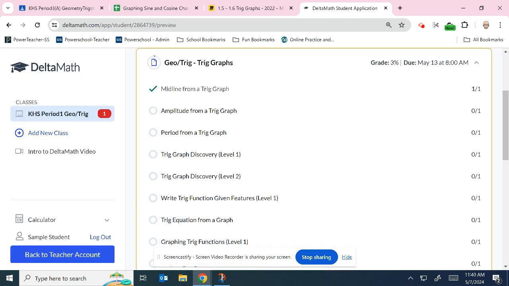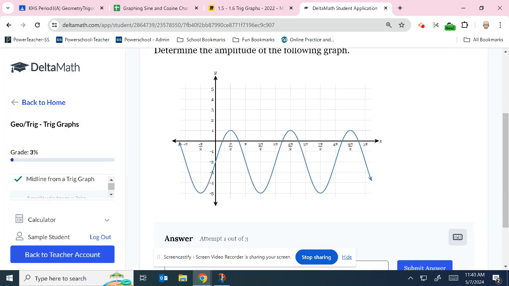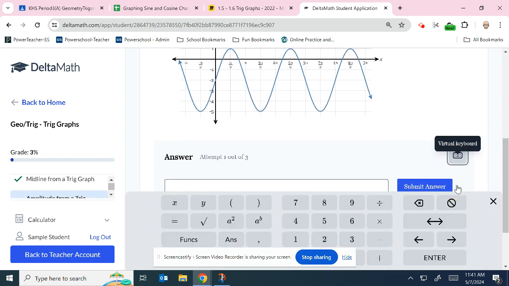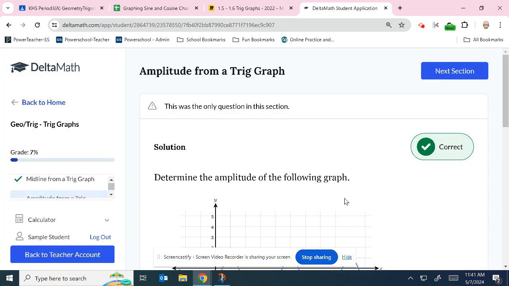And then your second one is amplitude. That's your vertical stretch. So to get the amplitude, you have to find where the middle is. So the middle is here at -2. That's the middle. So how far above? 1, 2, 3 above, and 1, 2, 3 below the middle. So the amplitude is a 3. It's 3 above and 3 below. So you're just putting a 3 in there for amplitude.